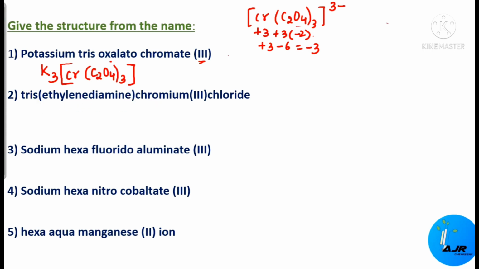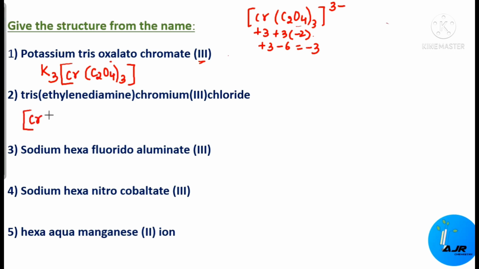Tris ethylene diamine chromium 3 chloride. See here, the name of the ligand is given first, and the name of the central metal atom is written as such. That means it is a cationic complex. So in the beginning we will be having the cationic complex. Understood? So we will be having the complex.